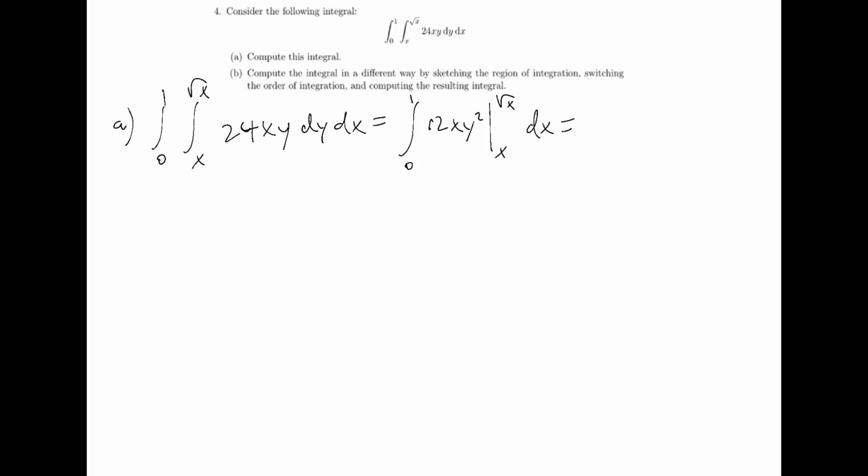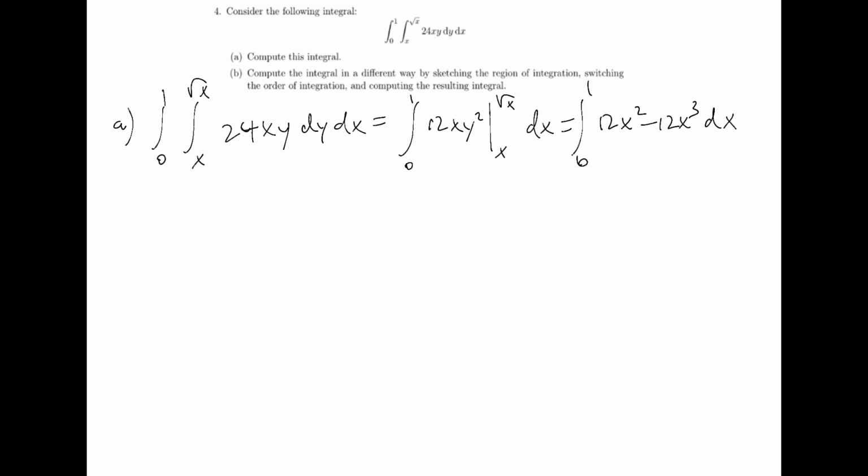The integral from 0 to 1, the integral from x to root x, 24xy dy dx. Alright, so again, leaving the outer integral and doing the inner integral, it's with respect to y, so we get 12xy squared between the boundaries root x and x. Let's plug in the boundaries. So root x squared is x, so we get 12x squared. And x squared is x, so we get minus 12x to the third dx.